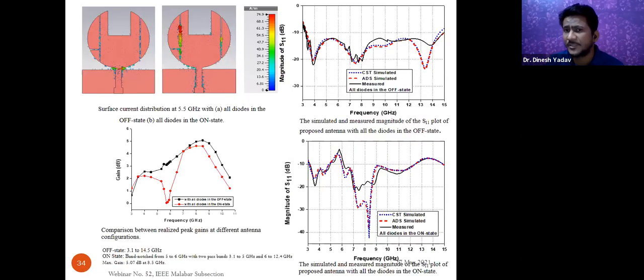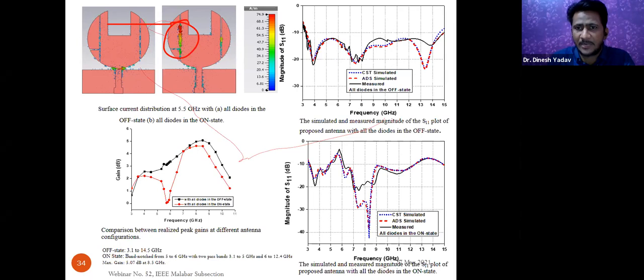There is a little bit of shift in the resonance frequency of the entire band, you can see, and the surface current is also telling us that at 5.5 gigahertz the entire T-shape structure has the maximum surface current. So it is indicating that it will block the frequency, because this current is not being converted into radiation at that particular band. But in the other bands, you can see the current is equally distributed.